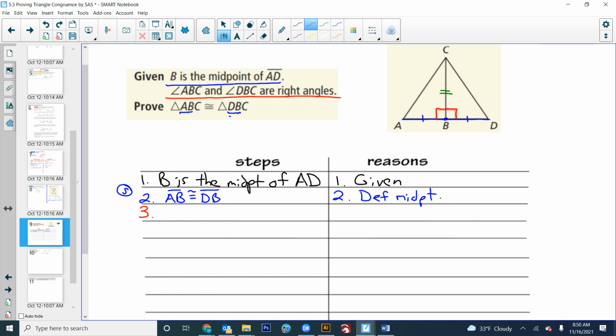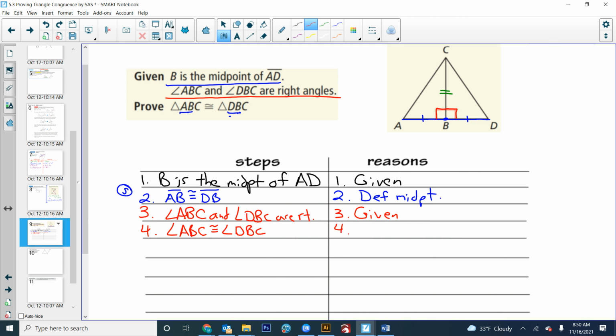Step 3. Angle ABC and angle DBC are right. Given. Ooh, we've got to dig deep here. If you have your bookmark to that proof tips, it's way back then. Why can we say angle ABC is now congruent to angle DBC?